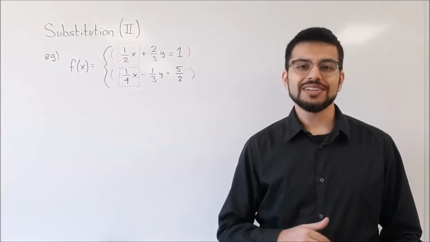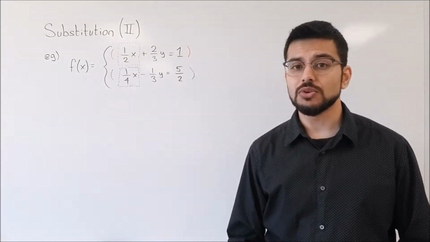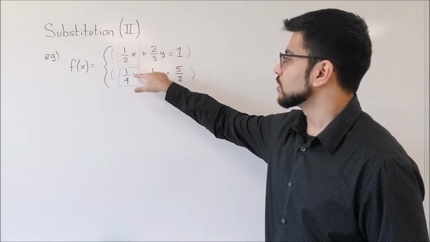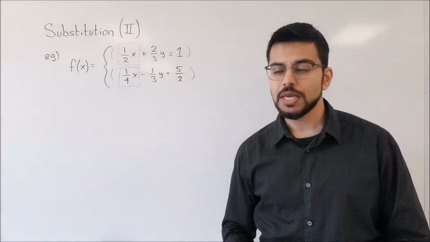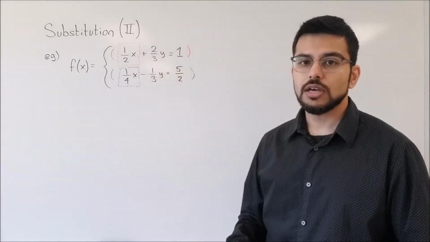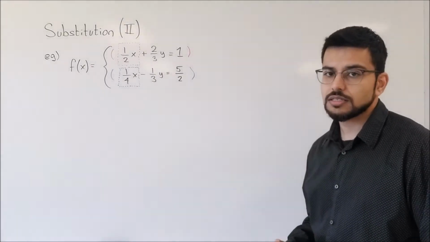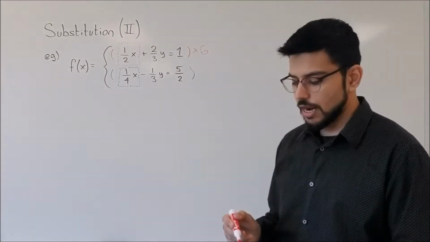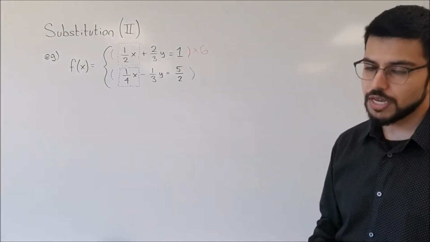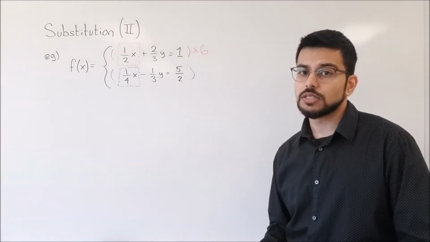Now, if that goes over your head a little bit, that's okay. You can pick whatever number you want. Ideally, you want 2 of your coefficients to be the same. In this case, I've chosen x. I'm going to multiply my top equation by 6, just because I know it gives me nice numbers. And I'm going to multiply my bottom equation by 12. Again, because I know it's going to give me nice numbers.